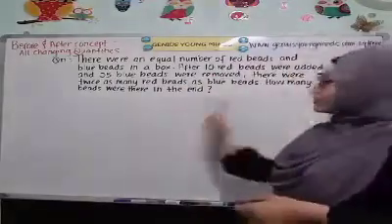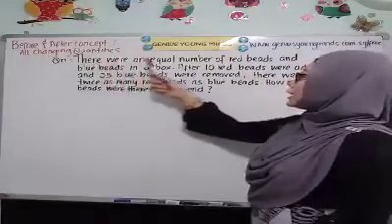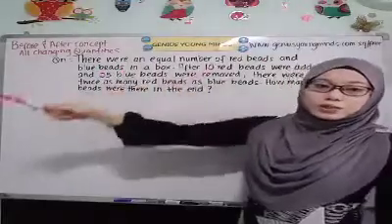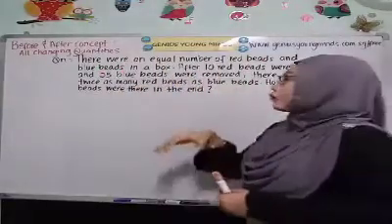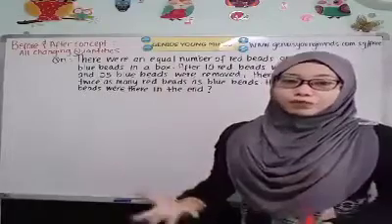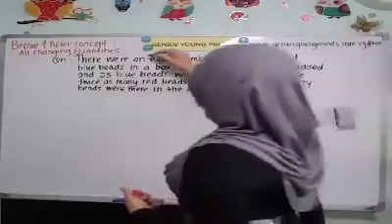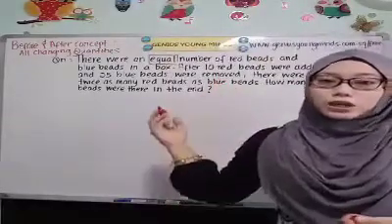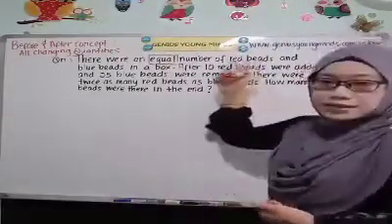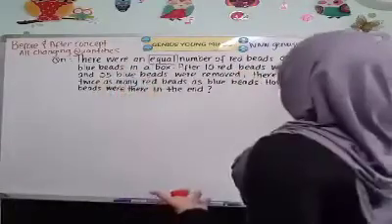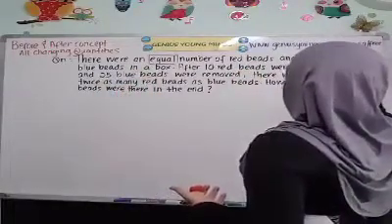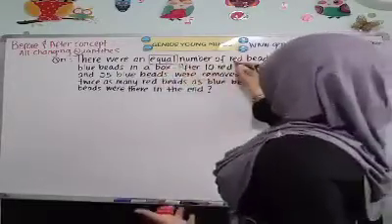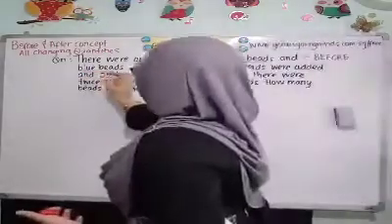Okay, alright, so I'm going to read once through. There were an equal number of red bits and blue bits in a box. So this is what is given at first, before anything happened. So this is actually my before. I want you to box up the word equal, because equal is very important. It tells you that there is an equal number of red bits and blue bits at first. Okay, so this is my before. I want you to write there before. What is my before? Equal number of red bits and blue bits.